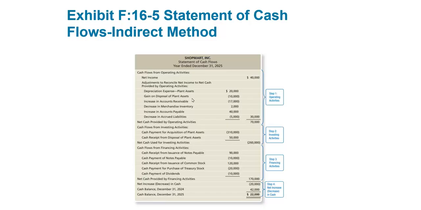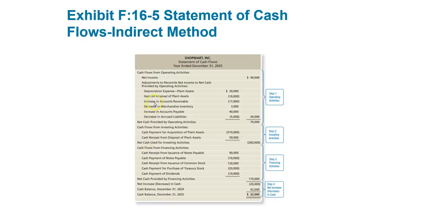Gain on disposal of asset. We subtract out the gain on disposal of asset because we're going to be moving that down here where we had cash receipt from the disposal of plant assets, which would be the book value plus the gain. So we're going to subtract out that gain, and we're going to be adding it in here. Okay, the book value was probably $40,000, and the gain was the $10,000. So we're just moving it from operations to investing where it belongs.